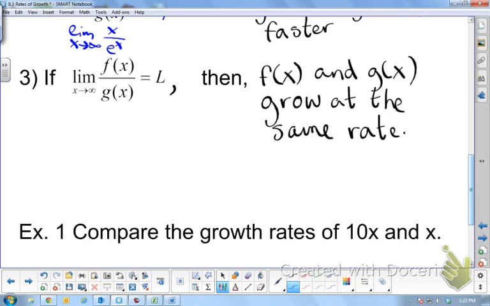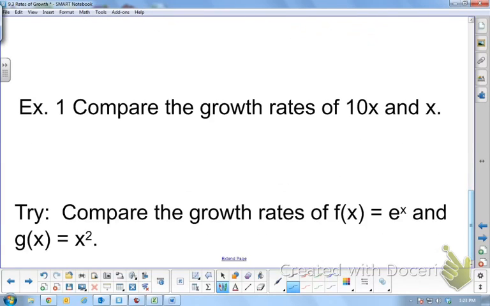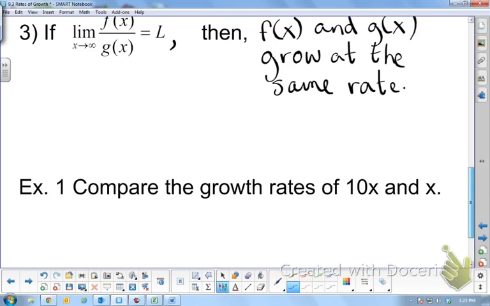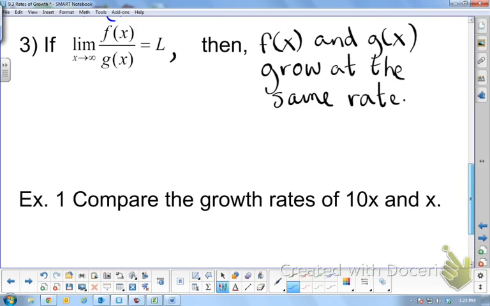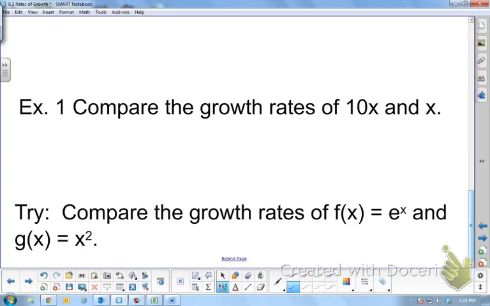So let's try a problem. Let's say we want to compare the growth rates of 10x and x. Did everyone get the number 3 before I scroll over? So let's look at this two ways. Let's look at the graph first and decide what we think will happen, and then try it algebraically.